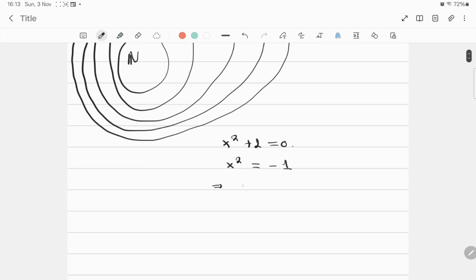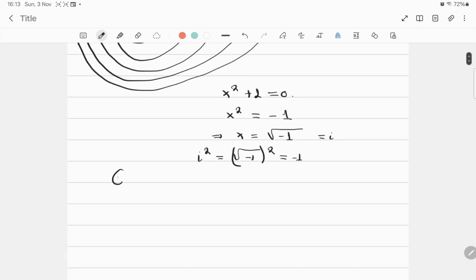However, let's take x to be the square root of minus 1, and let's call this i. Then i squared equals the square root of minus 1 to the power of 2, which equals minus 1. So the set of complex numbers can be written in the following way: x, y are real numbers such that z equals x plus iy, where i is the square root of minus 1.